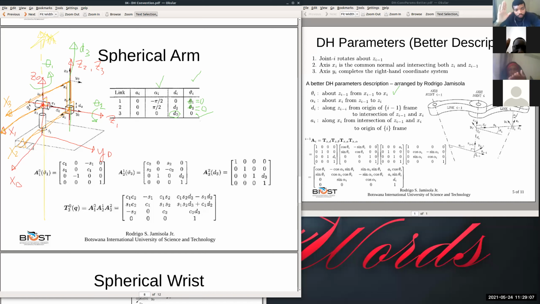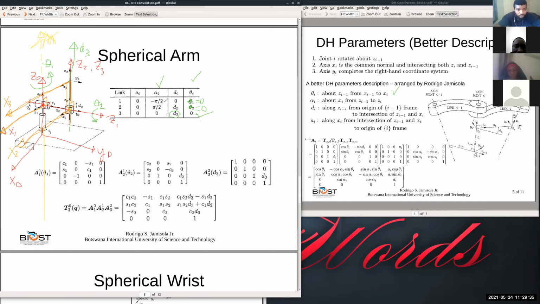Okay, so X1 is in this thumb and Z0 is in the four fingers. So now we rotate about X1 from Z0 to Z1, where Z1 is there. Okay, and that's 90 degrees. So that is negative. So this is correct. Minus pi over 2.